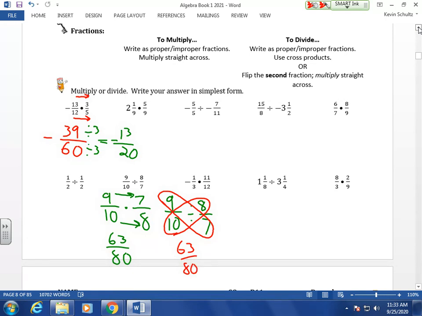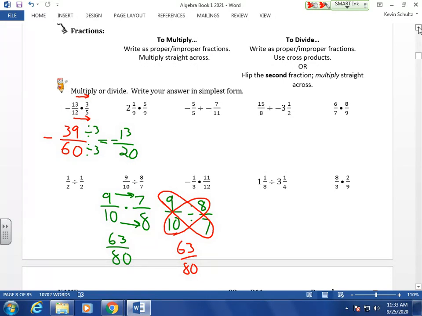okay, to get 80. So once you kind of understand that, you're not actually going to be dividing 9 by 8 and 10 by 7 there. You are going to be multiplying 9 by 7 and 10 by 8. You can use either method. Yes?